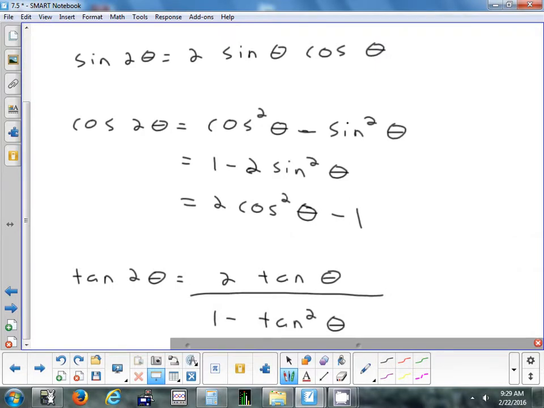Tangent 2 theta is 2 tangent theta over 1 minus tangent squared. Again, we're not even going to explain or go through the proof of why that's true. I'm just going to give it to you. But I would say the most important ones to know are those 2. I'm giving you the tangent ones just for the purpose of having your notes complete. But in this class, we don't really do a lot with any of the tangent ones, if anything at all. But at least make sure you copy down the first 2, sine and cosine.